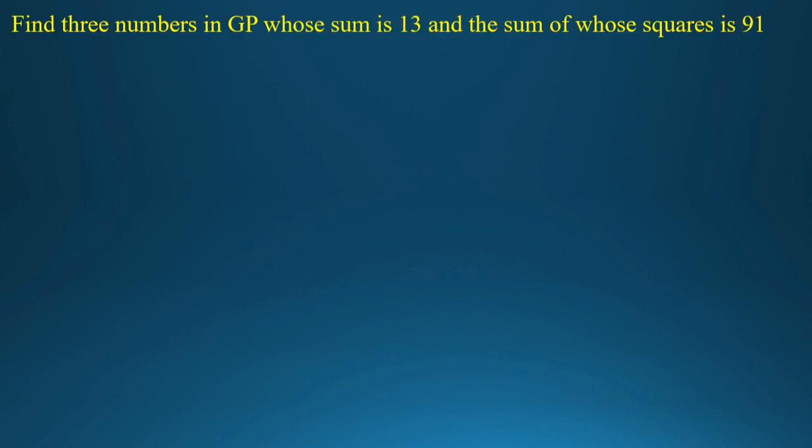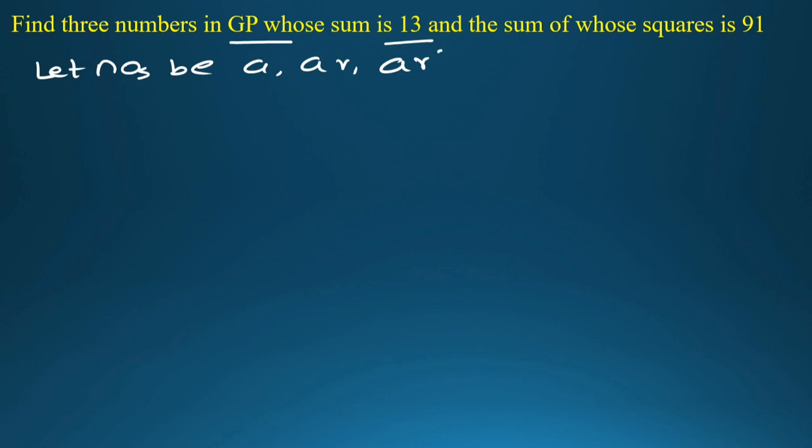For example, the question is: find three numbers in GP whose sum is 13 and the sum of whose squares is 91. You see, three numbers in GP whose sum is 13. So let the numbers be a, ar, ar square. Now here, my dear students, normally I say that if you have to consider three numbers, then you can take a upon r, a and ar. But why am I not taking that here? Because in this question the product is not given. If the product is not given, then r will not cancel out, so why unnecessarily deal with fractional numbers? So I have taken here a, ar and ar square.